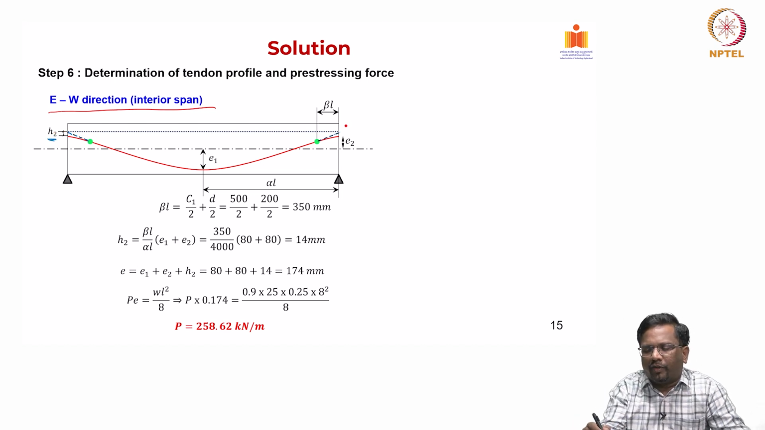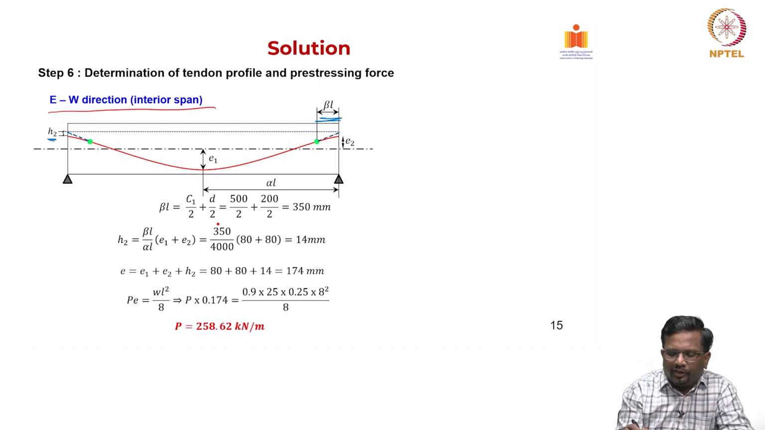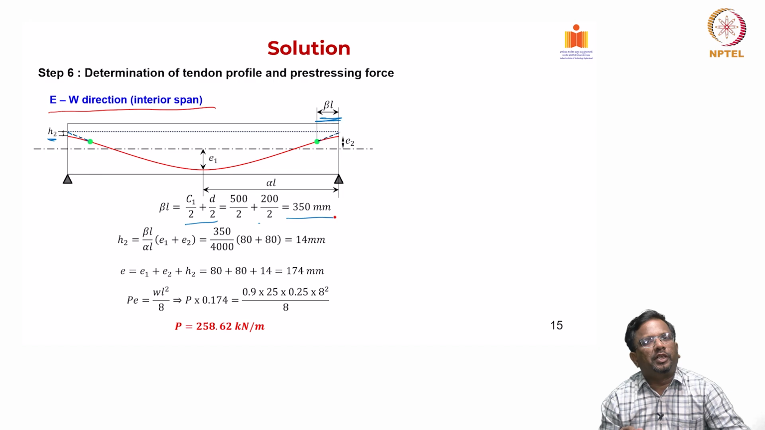Now, the point of inflection distance from the support, we take that as beta L, right. And as I told you, beta L, we try to keep it as the width of the shear per meter, which is going to be C1 by 2 plus D by 2, which is 500 by 2 plus 200 by 2, which is 350 millimeter. And H2 from the equations of your reverse parabola and parabola, previously we have calculated that H2 is working out to be beta L by alpha L times E1 plus E2, and beta L we calculated to be 350 millimeter.